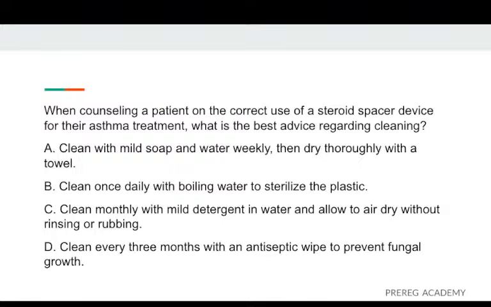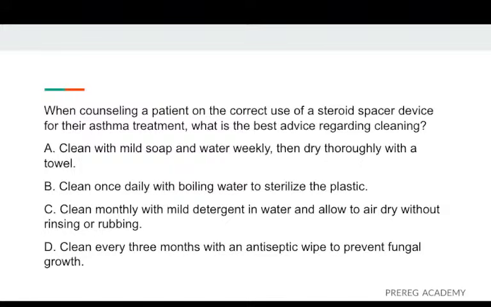Unlike the dry powder inhalers, where the medication is in powdered form, so patients need to inhale fast to prevent loss of the medication. But for metered dose inhalers, it should be inhaled slowly and deeply. And your metered dose inhalers are the ones that can be used with a spacer device.